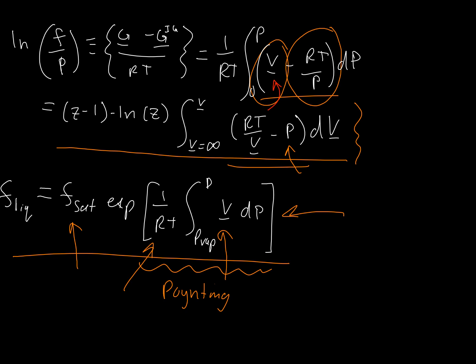Well, we rarely use it because if you actually crunch the numbers about how big of a correction this is, we can assume, let's say, that we have an incompressible fluid, right? We can pull the volume outside of the integral, and then we can just evaluate this expression to be V times (P minus P sat) over RT. If we were to actually evaluate what this term is, it's really small.